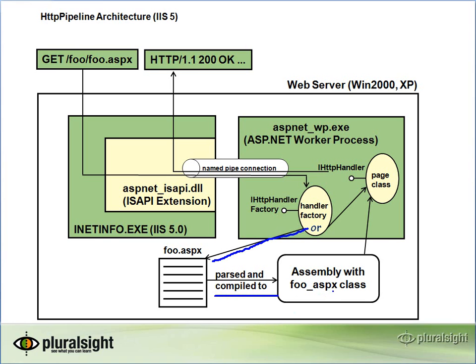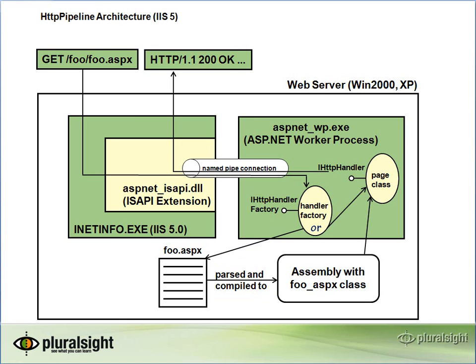And the assembly is then going to be dropped onto disk, and then the assembly is going to be loaded into memory, and the page associated with that file, foo_aspx in this case, is going to be instantiated, and it will have its ProcessRequest invoked on the IHttpHandler interface. So all those pieces will have to happen the first time, but subsequent times the assembly will already be loaded in memory, the type will already be available, so all that will have to happen is the handler factory will simply call new on an instance of foo_aspx in this case, and dispatch the request onto a fresh instance of that class. Okay, so that's the procedure in IIS5.